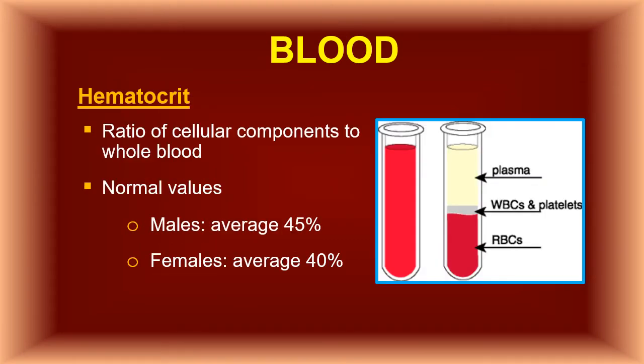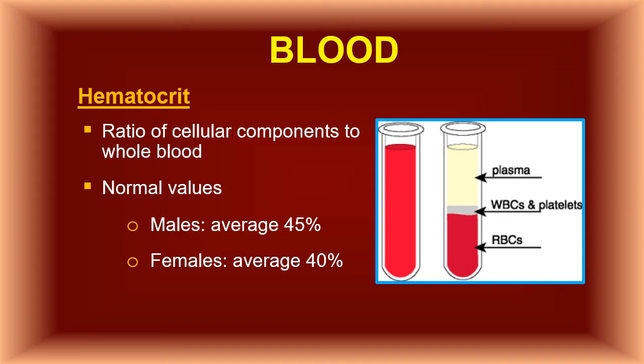Now we come to the hematocrit. Hematocrit is the measurement of the cellular component. So how much are the cells, as we mentioned earlier? They are almost 40 to 45%. Usually 45% is more in the males, and 40% is more in the females.